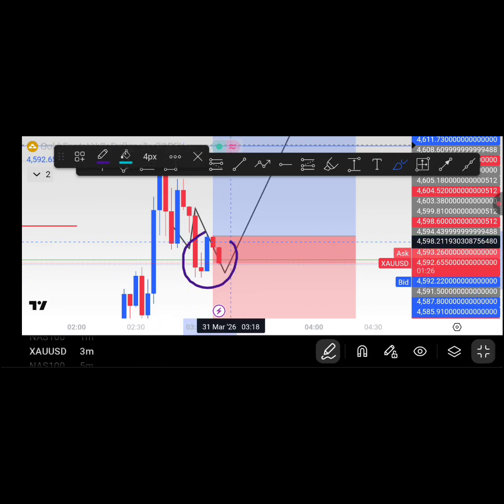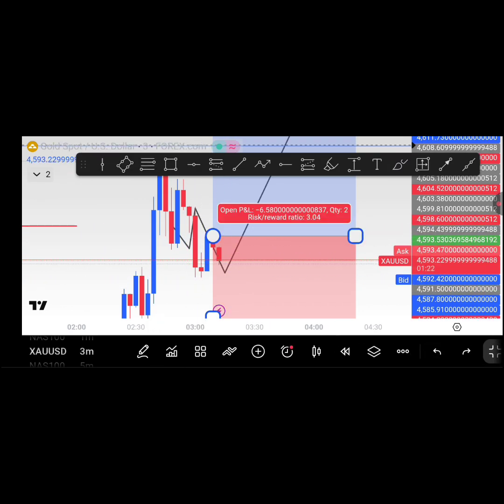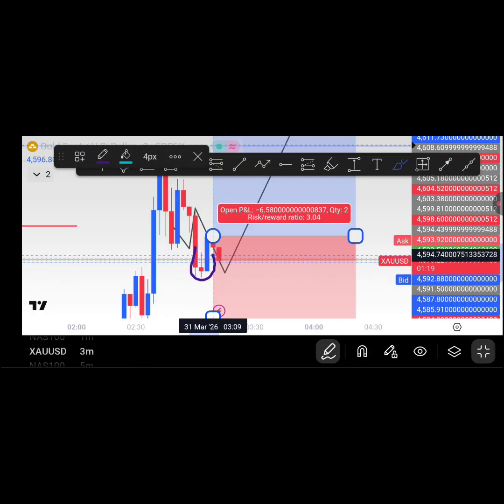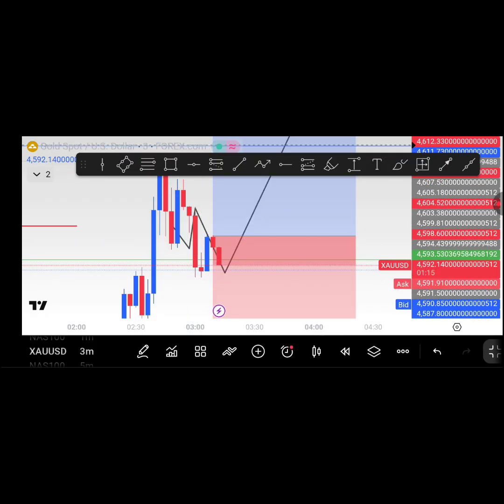Because I saw a bullish engulfing. This is the bullish engulfing. Targeting 1:3.